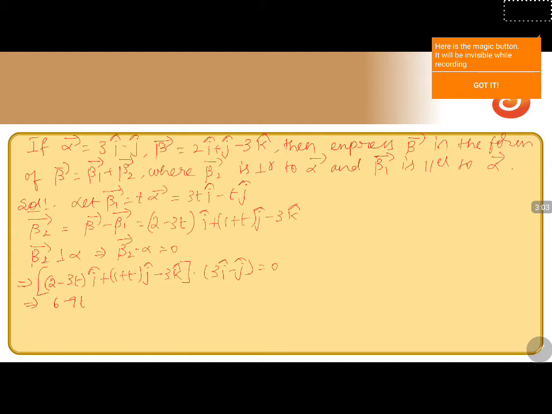6 minus 9t minus 1 minus t is equal to 0. Then we'll get 5 minus 10t is equal to 0. Then we'll get t is equal to 1 by 2. The next one: beta 1 vector is equal to (3i minus j) by 2.